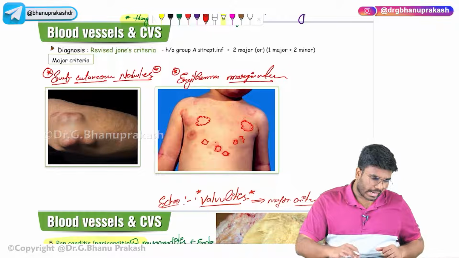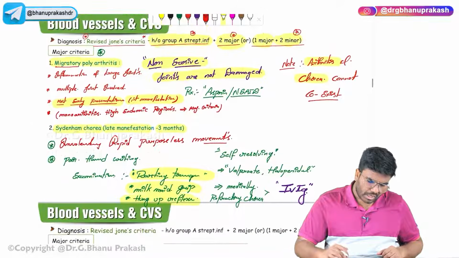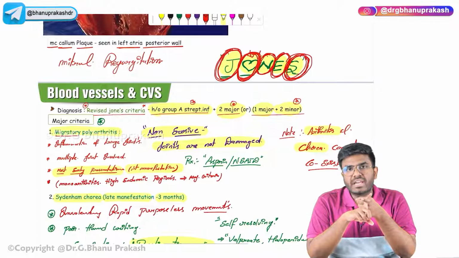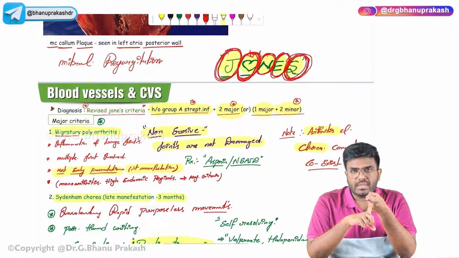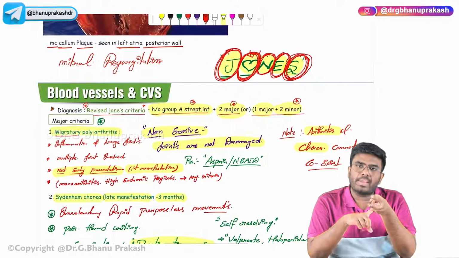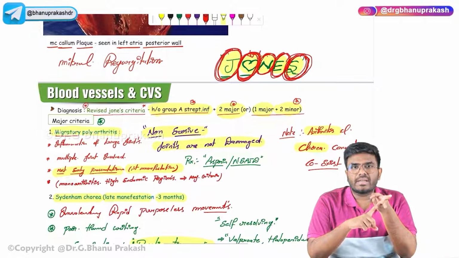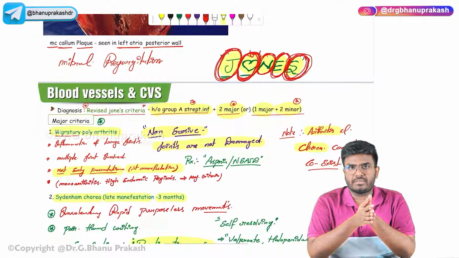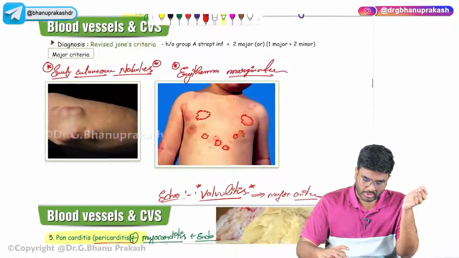So with this, I have discussed all the important major criteria. Tell me, what are the major criteria? The first is pancarditis. The second is migratory polyarthritis. The third is Sydenham's chorea. The fourth and fifth are erythema marginatum and subcutaneous nodules.